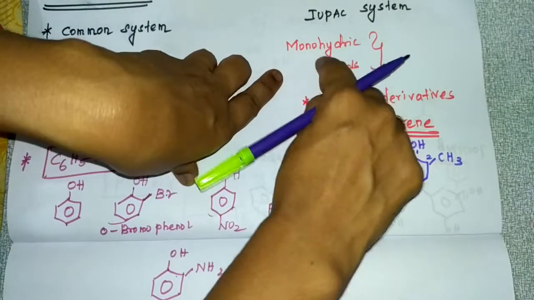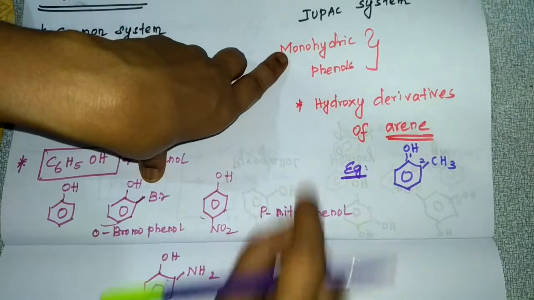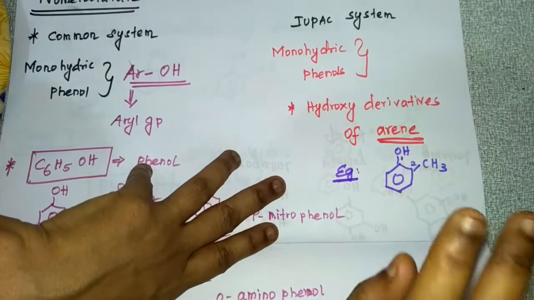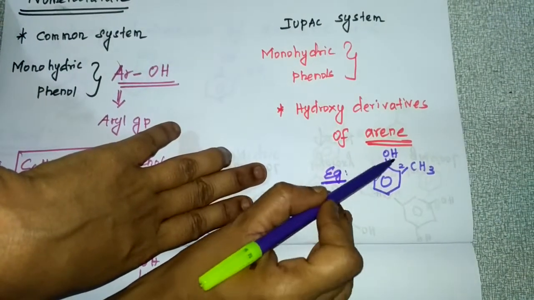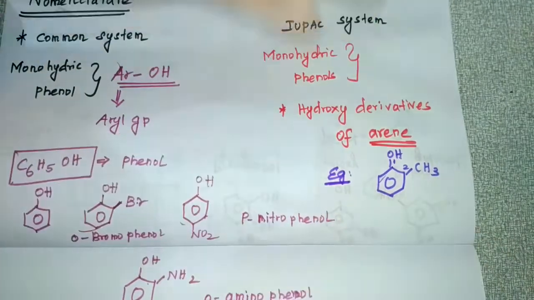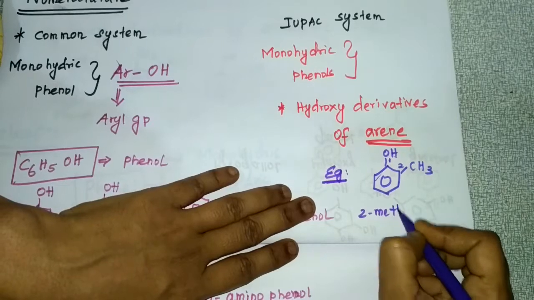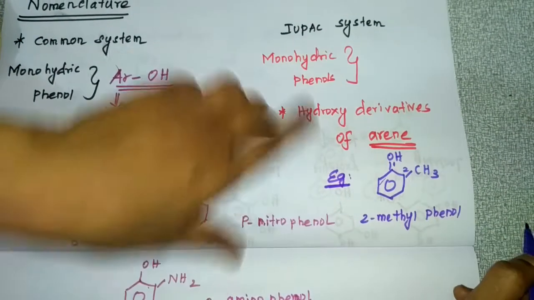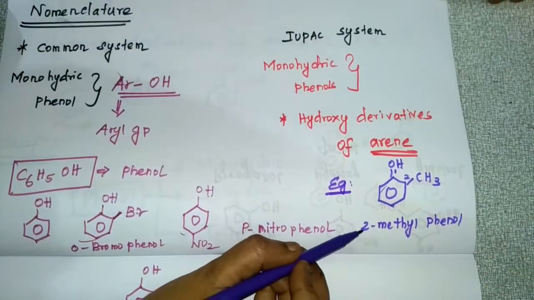And how will you name this? It is a monohydric phenol. What I told you, these are derivatives of phenol. Okay. So derivatives of phenol. So this is C6H5OH. What is this one? This is phenol. And this is a methyl group. So how will you name this one? 2-methylphenol. So if you are naming according to derivatives of monohydric phenol, you have to name it like this only, 2-methylphenol.